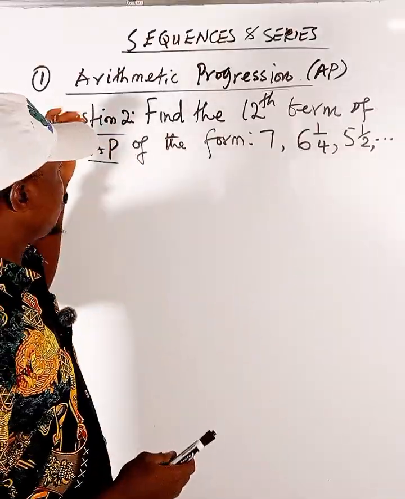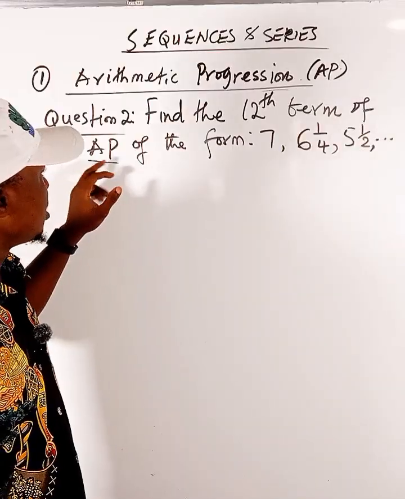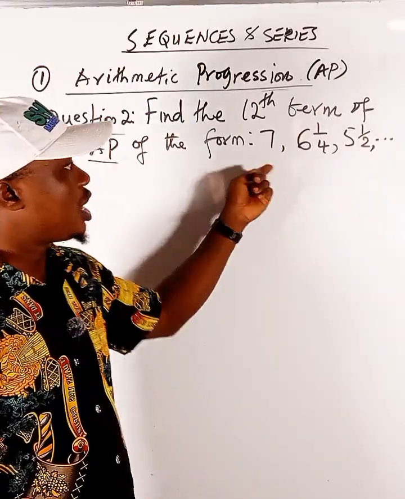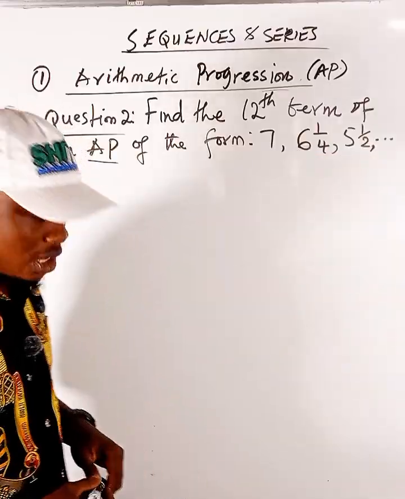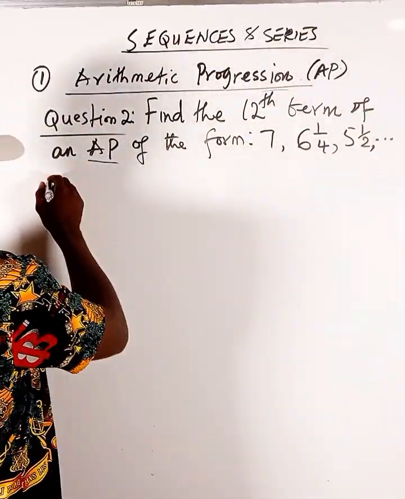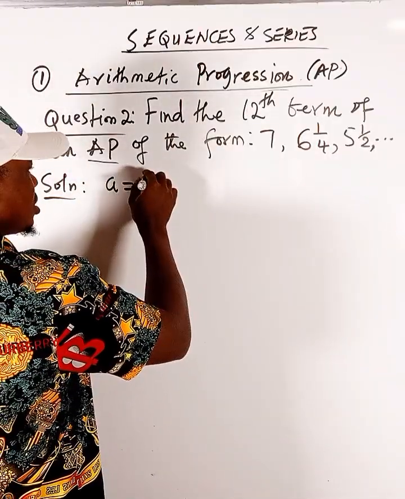Today, this is question 2, and the question asks us to find the 12th term of an AP, that is arithmetic progression, or we call it a linear sequence, of the form. We have this sequence in this form. Here, we don't need to waste much of our time. I told you that the first number on the list is our A, which is the first term. A is 7.